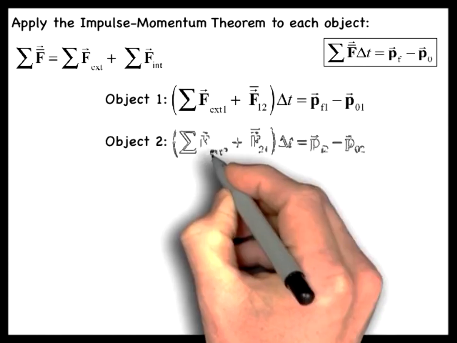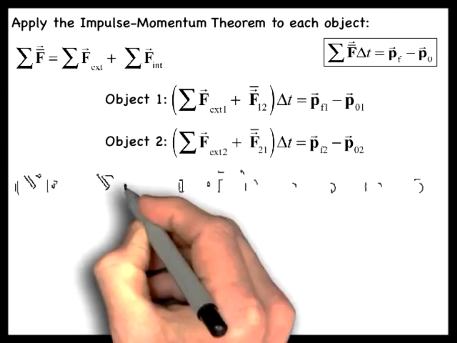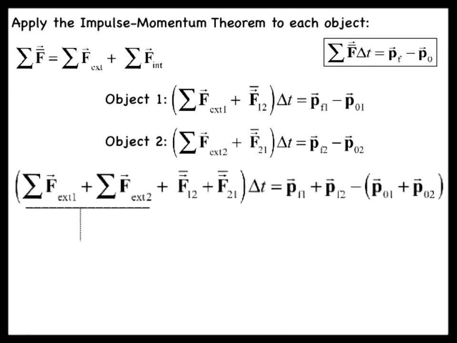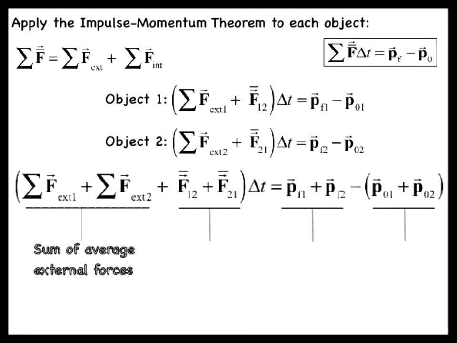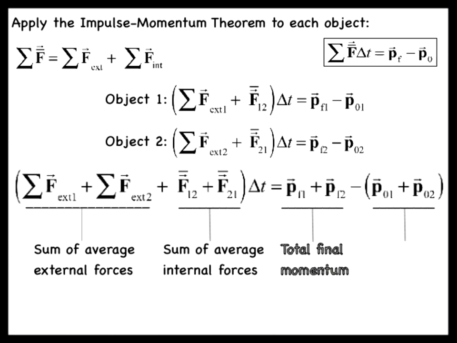Now, if we add these two equations together, we get a result for the system as a whole. The left side of this result is equivalent to the sum of the total external and internal forces on the system, and the right side is equal to the difference in the total final momentum of the system and the total initial momentum of the system. We represent the total momentum of the system with an uppercase P.